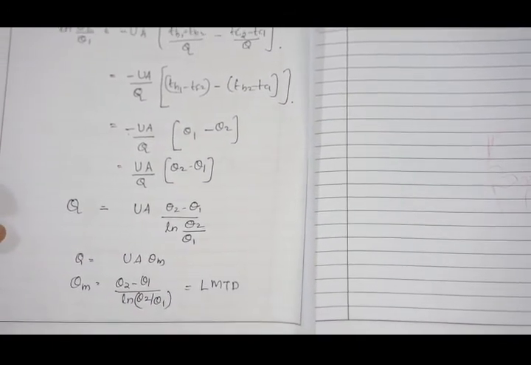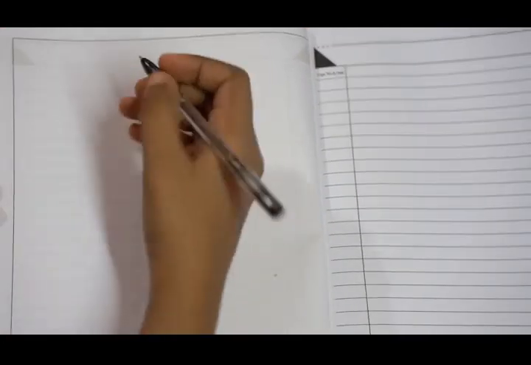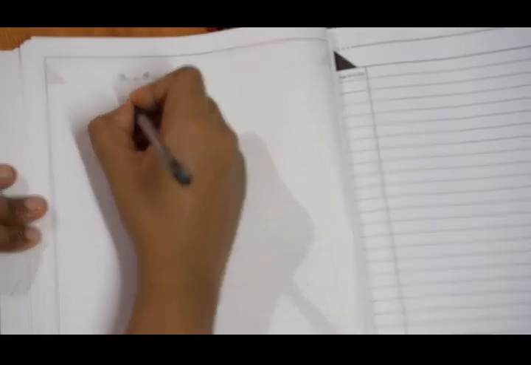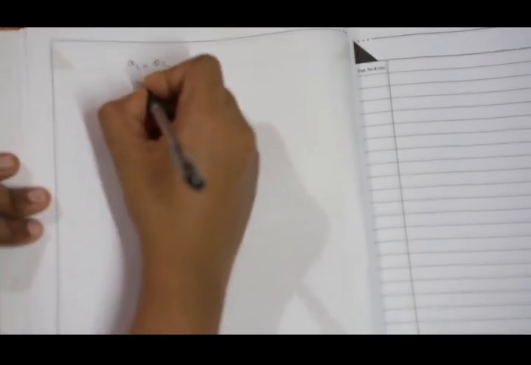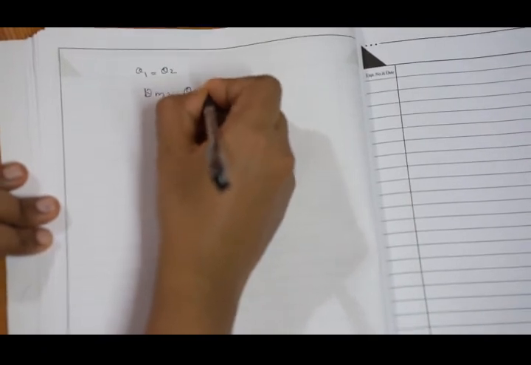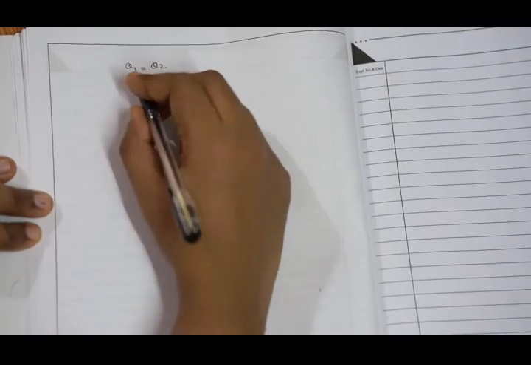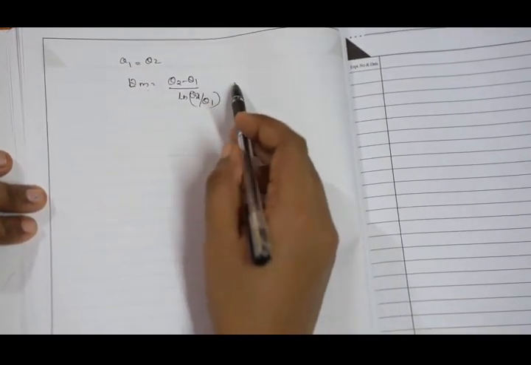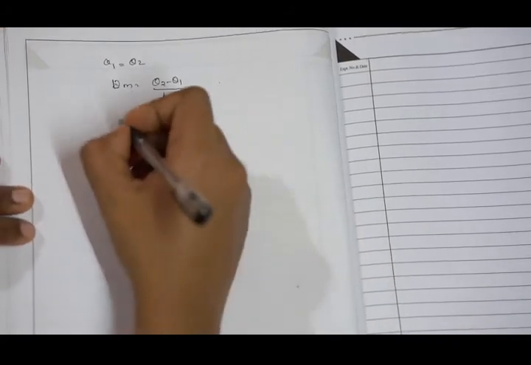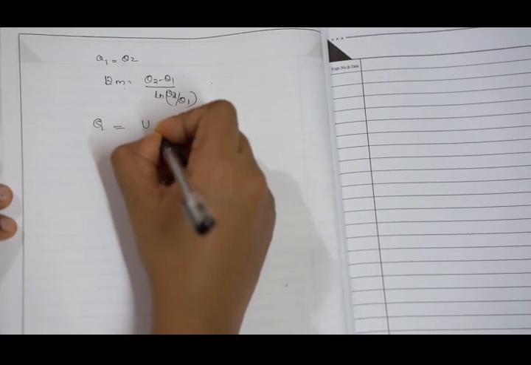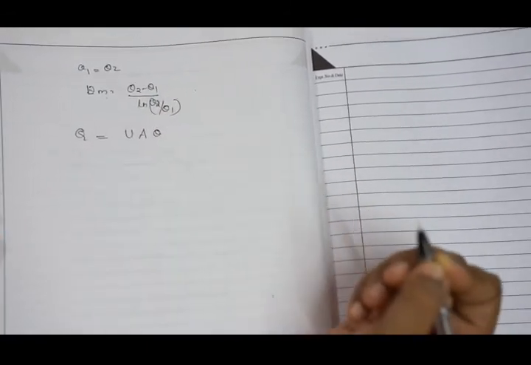A special case arises for the counterflow heat exchanger, that is, there is a chance for theta 1 equal to theta 2. In that case, LMTD becomes 0. We know that theta m is equal to theta 2 minus theta 1 divided by ln of theta 2 by theta 1. If theta 2 equals theta 1, the LMTD equation becomes 0. In that case, you have to select the equation for heat transfer like this: Q is equal to U into A into theta.